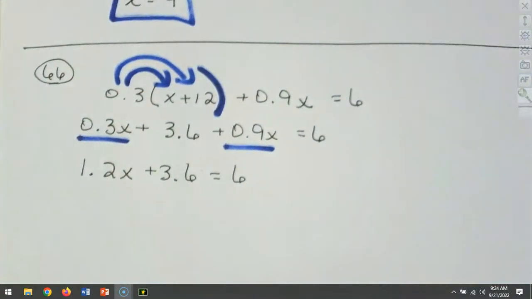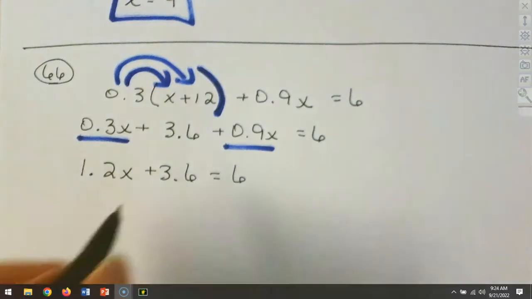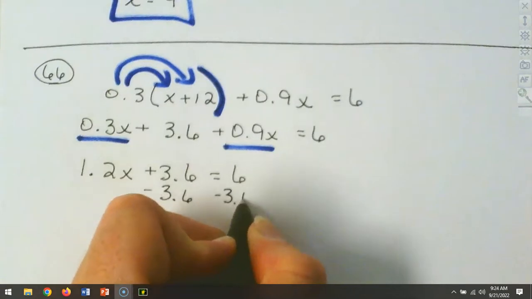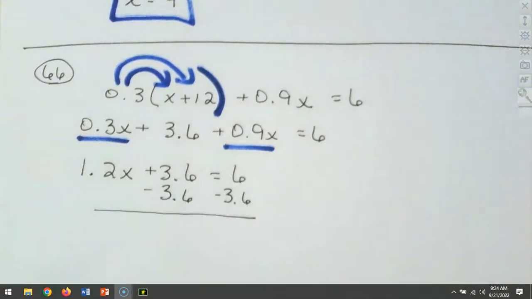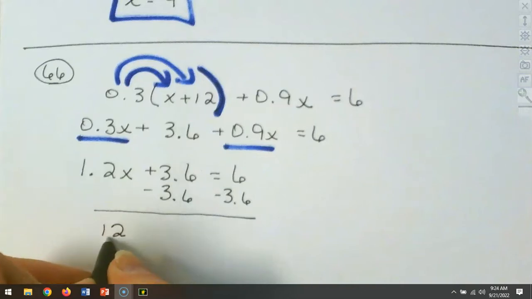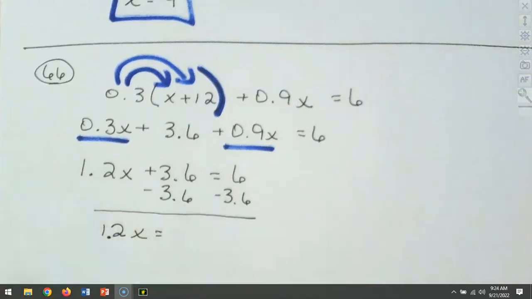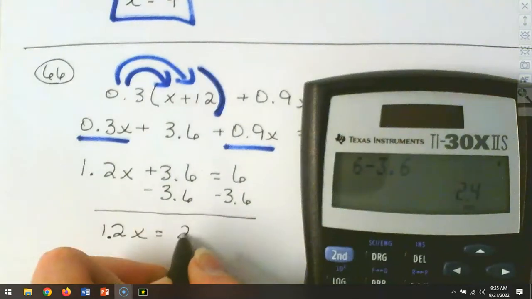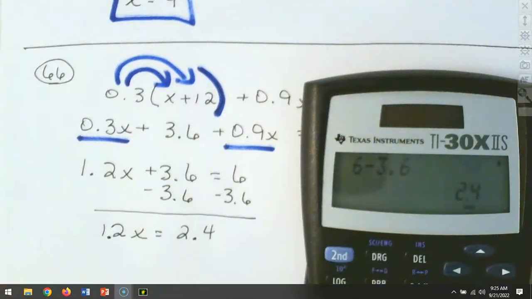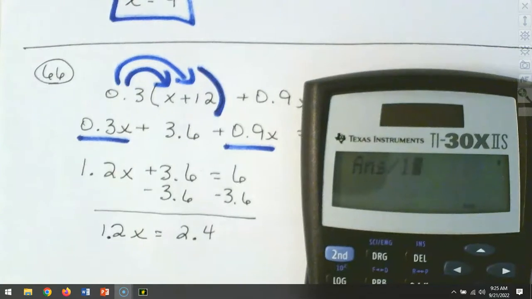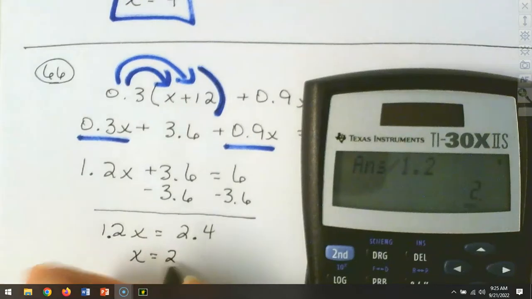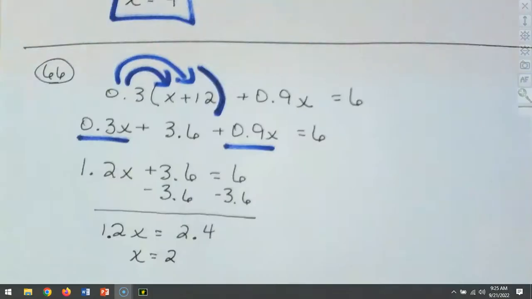And what would I do next here? Yep, we're getting it down now. Subtract that 3.6 from each side. That leaves you with 1.2x equals, use a calculator if you need to, 6 minus 3.6. That gives you a 2.4, right? Divide that then by 1.2. And what do we get x now equaling? 2. And that's your final answer there.